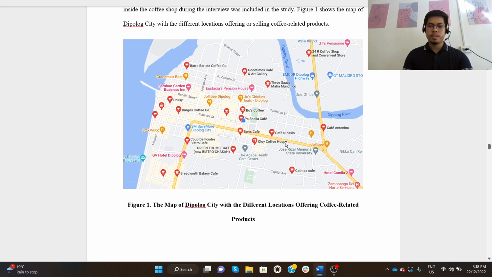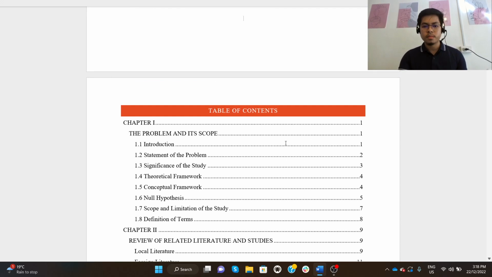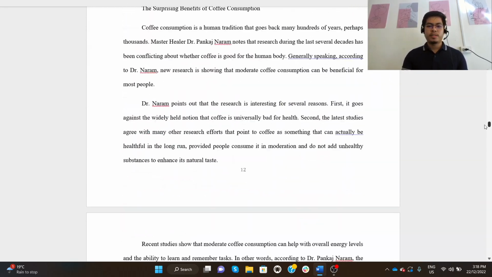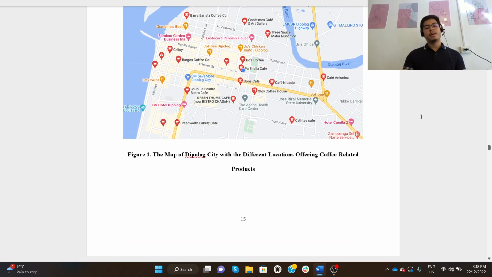So yeah, you have here the map. I will zoom this so that you can. Oh, sorry, that didn't work well. Okay, so I'll just proceed.